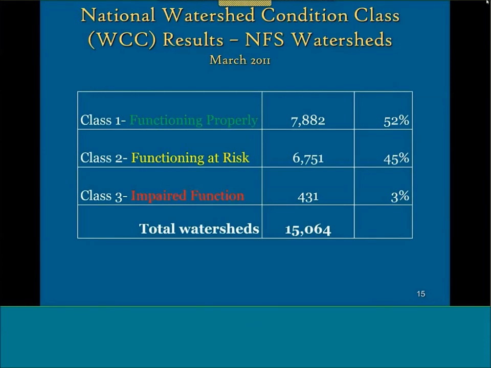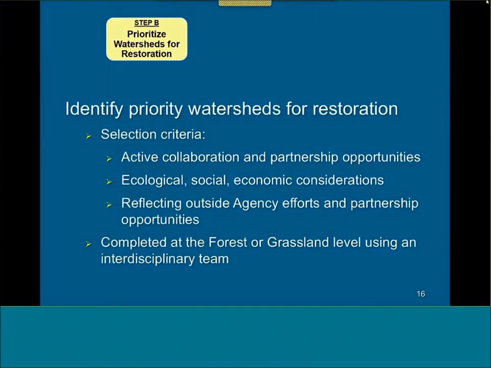So step B was, after we did the assessment, we had to figure out how we were going to focus our efforts and on which priority watersheds we were going to focus. Selection criteria were active collaboration and partnership opportunities. As I said before, the development, enhancement, and nurturing of partnerships was an important aspect of the WCF. We had to think about where there were ecological or social or economic considerations, and what other partners were doing with other agencies as well.